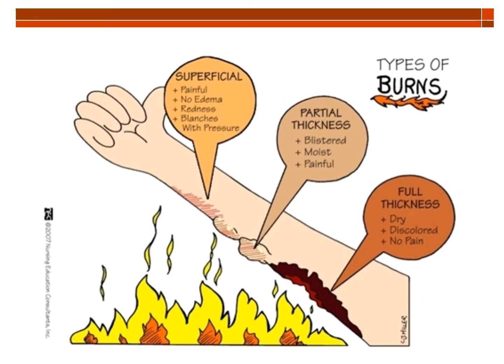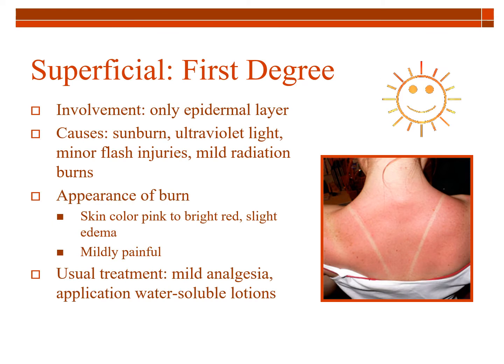As far as classifying burns, we see it here in this diagram summarized are superficial, partial thickness, and full thickness burns based on the depth of the injury. Superficial or first-degree burns only involve the epidermal layer of the skin. Typical causes are sunburn, ultraviolet light, and mild radiation burns.